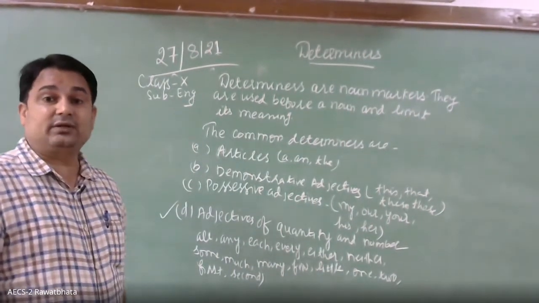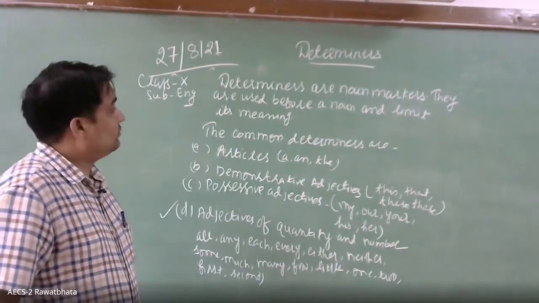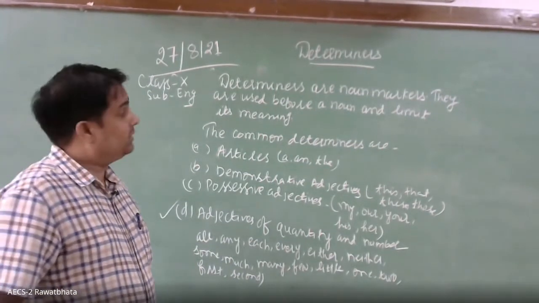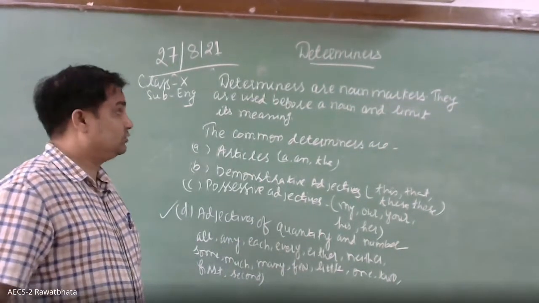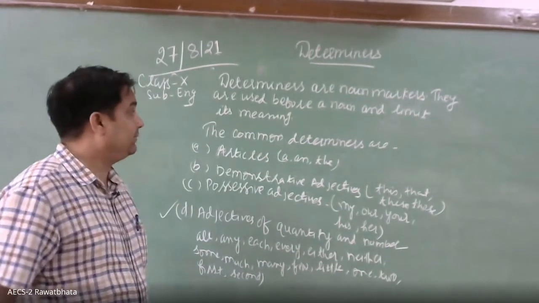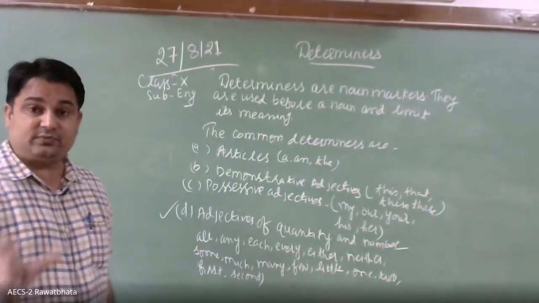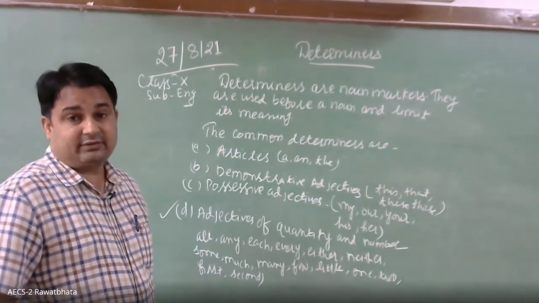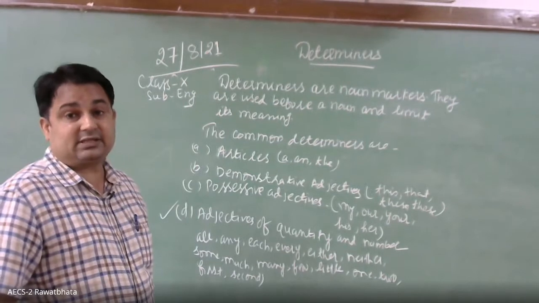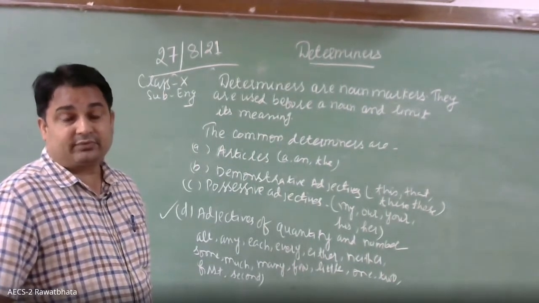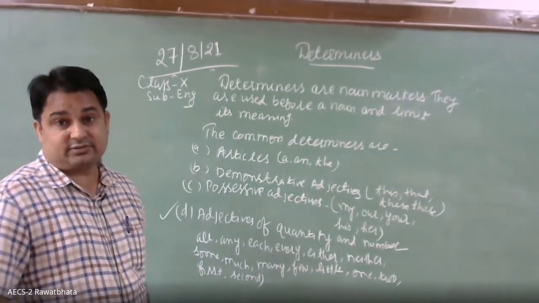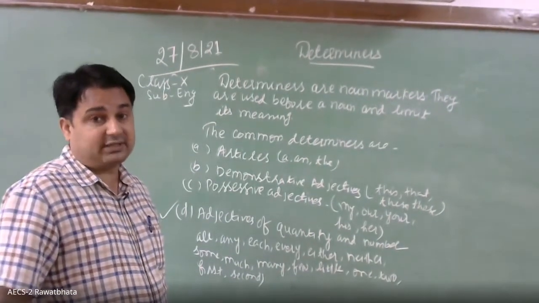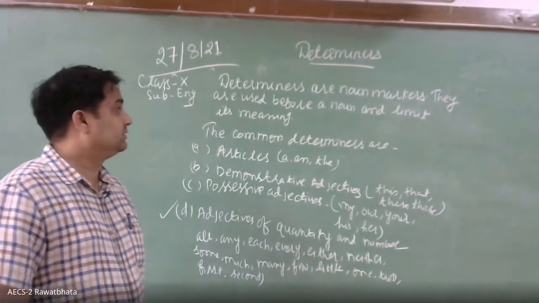Now we will discuss one by one all these determiners. What determiners are? Determiners are noun markers. They are used before a noun and they limit its meaning. For example, there is a little water in the bucket. So it is limiting the noun.